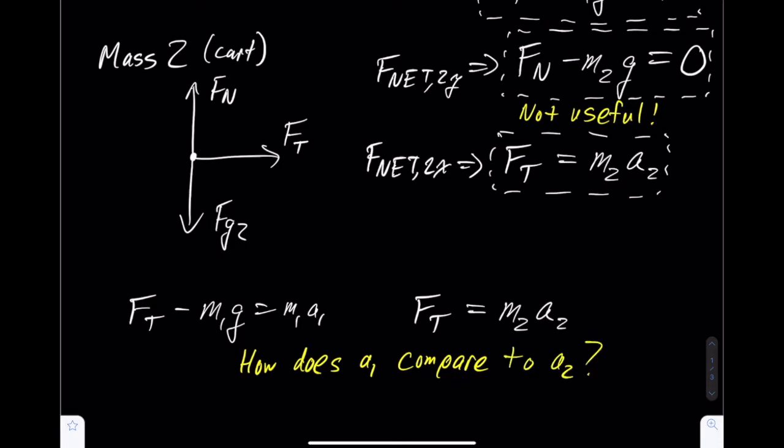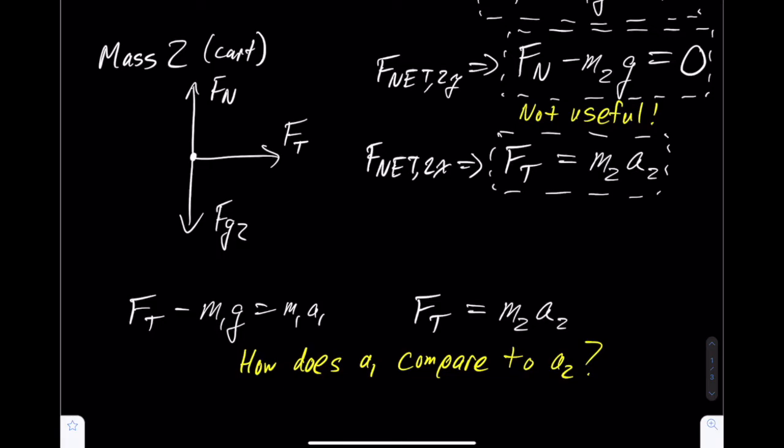So because the cart and the hanging mass are tied together, the magnitude of the acceleration is going to be the same for both. Right? When the cart moves 1 centimeter, the hanging mass also moves 1 centimeter. So their velocity magnitudes are always the same and their acceleration magnitudes are always the same. But the question is, are they both positive or is one the negative of the other?